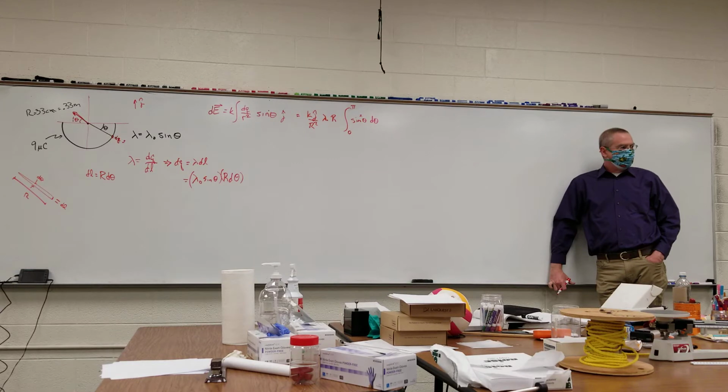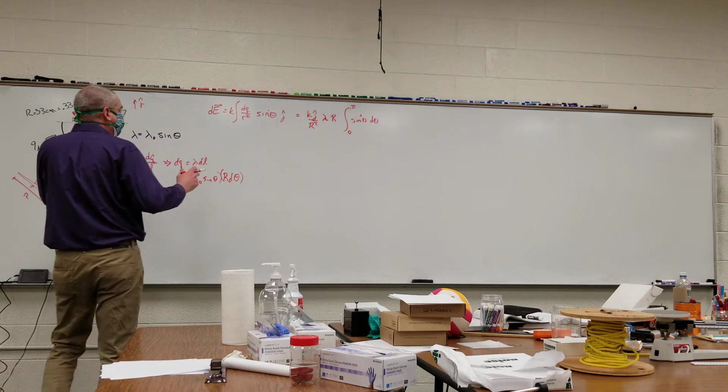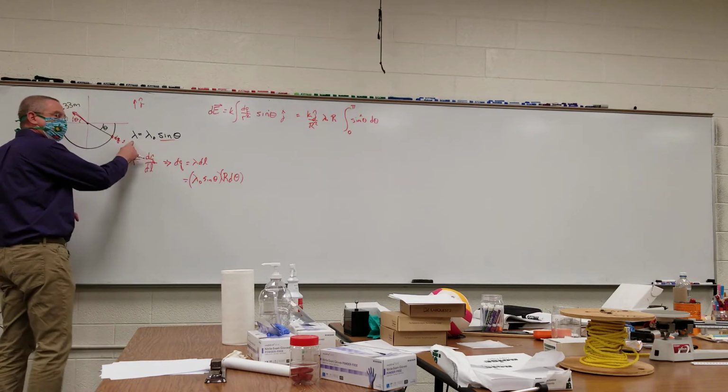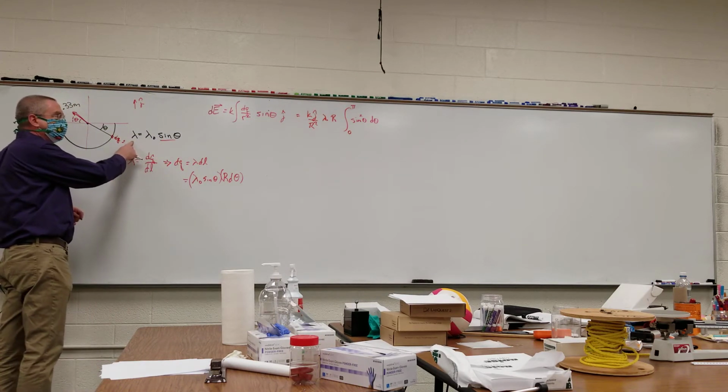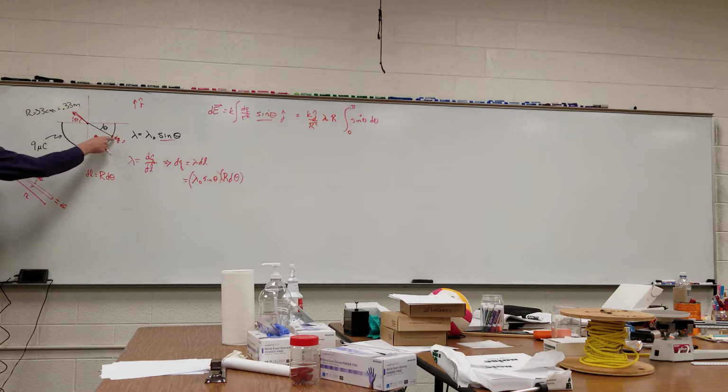Wait, why do we square the sine theta? We got two sine thetas. One of the sine thetas comes from the charge distribution. The other sine theta comes from the components, that the electric field from this differential is in that direction. This angle here is theta.